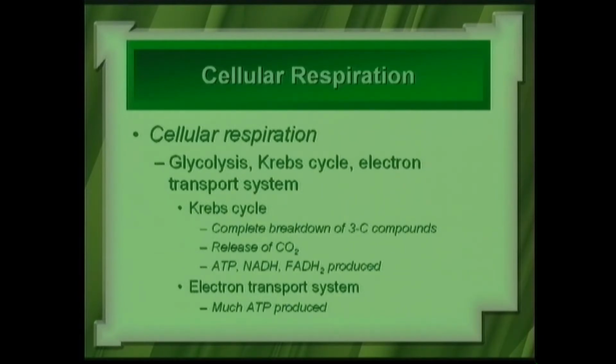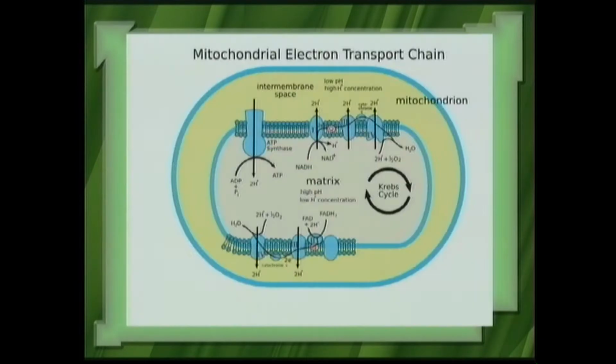And I'm going to try to explain the electron transport system to you a couple of times. So if you don't quite catch it the first time, don't panic, because later in the lecture we're going to explain it again. So this is showing the mitochondria. You have the outer membrane here, you have the inner membrane here. And generally, the electron transport chain happens in the inner membrane.